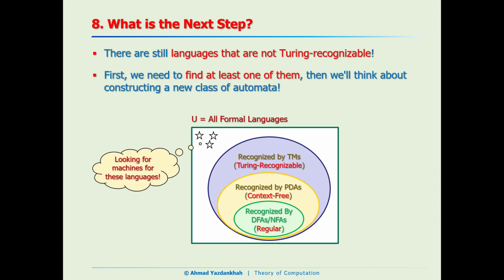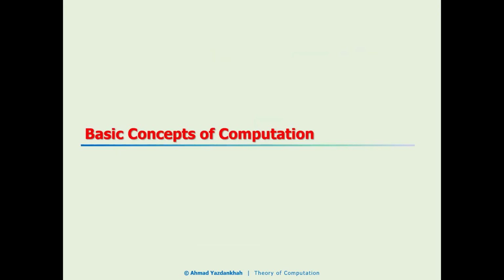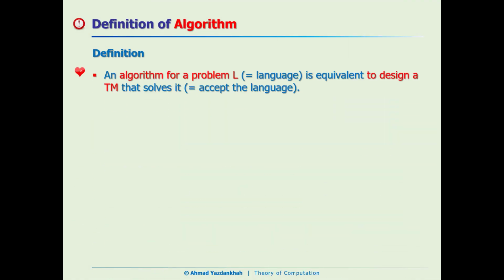And then try to look for a new class of machines for recognizing them. In this section, we want to review the basic concepts of computation. The first one is the meaning of the algorithm. What is an algorithm? For a problem, we now know that a problem is equivalent to a formal language. So the algorithm for a problem is equivalent to designing a Turing machine to solve it. And we already know that solving a problem means to accept the formal language or recognize it.